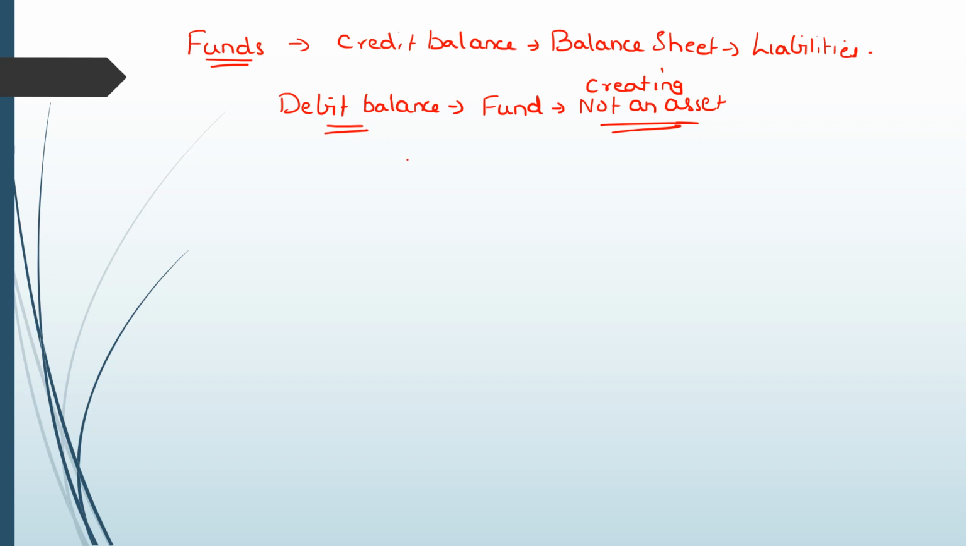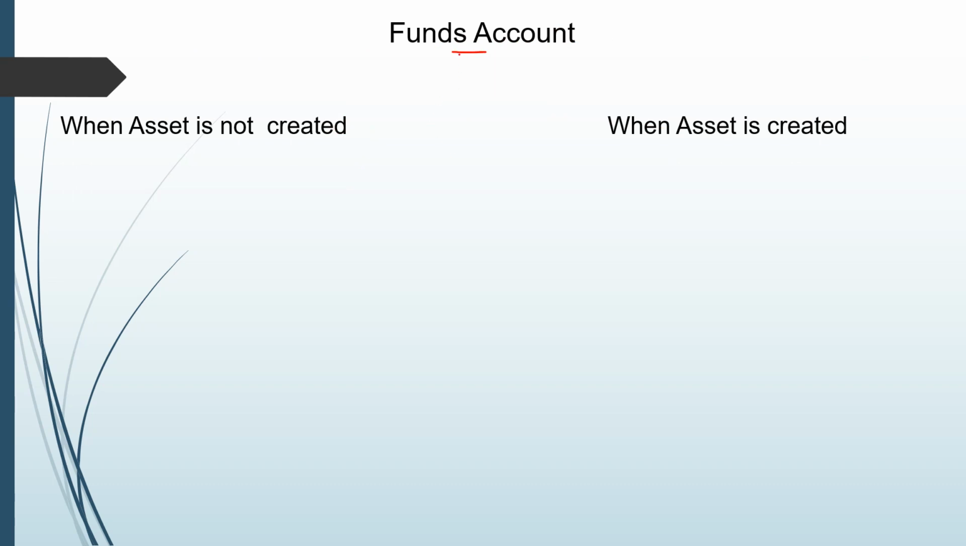So for this purpose, to understand where this debit balance would be depicted, we need to understand that a fund account can be of two types: one where an asset is not created and one where an asset is created. To understand this concept, let us use an example.